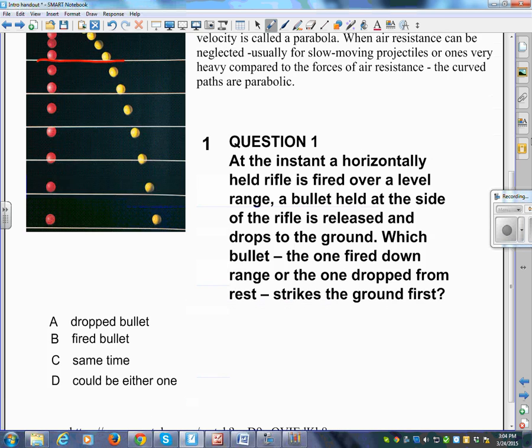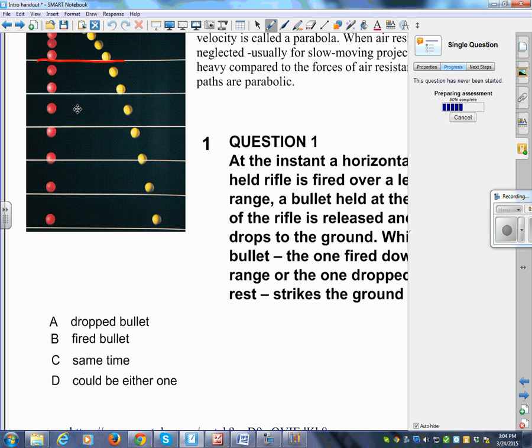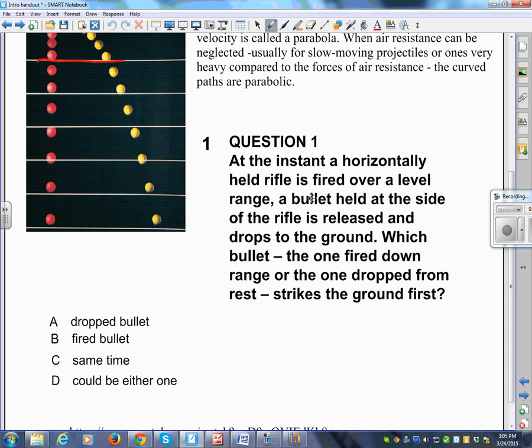Okay, so, question, my friends. Question 1. At the instant a horizontally held rifle is fired over a level range, a bullet held at the side of the rifle is released and drops to the ground. So two objects, one being fired out sideways, one is being dropped. Which bullet, the one fired downrange, the one shot way out like that, or the one dropped, hits the ground first? Which one hits the ground first?